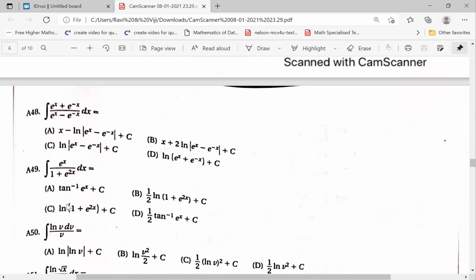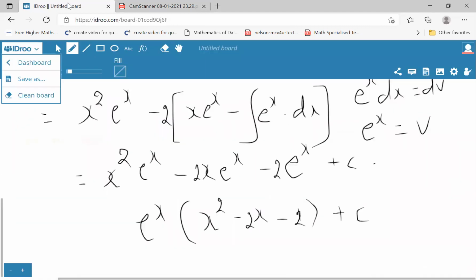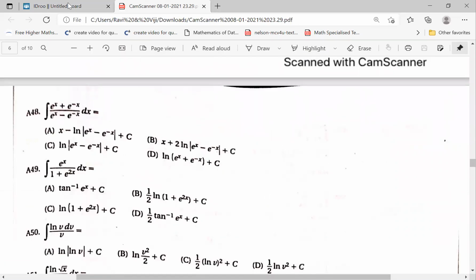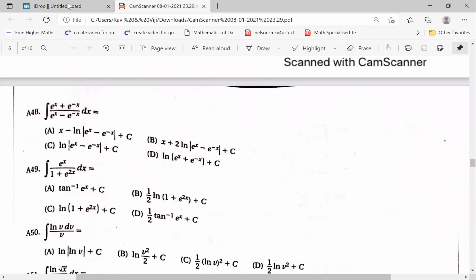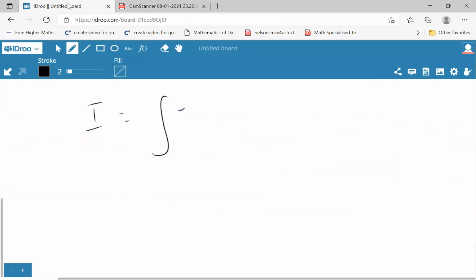Now coming to the 48th one. Integration of e to the power of x plus e to the power of minus x by e to the power of x minus e to the power of minus x. So let us take I to be equal to integration of e to the power of x plus e to the power of minus x divided by e to the power of x minus e to the power of minus x dx.